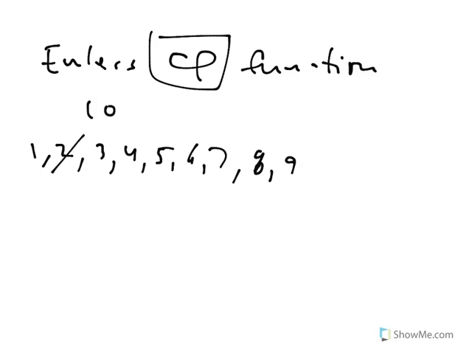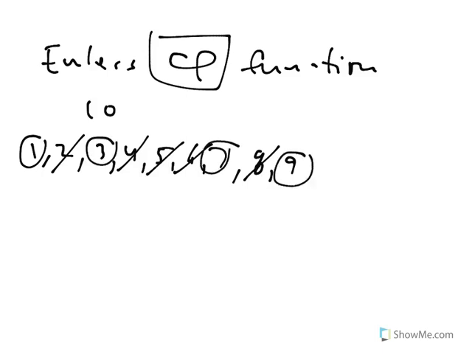For instance, 4 shares a 2 with 10, 5, 6 has a 2, 8. And some numbers have no common factor with 10. Those are known as being relatively prime to 10: 1, 3, 7, and 9. So there are 4 numbers less than 10 that are relatively prime to 10. So we say that phi of 10 is equal to 4.